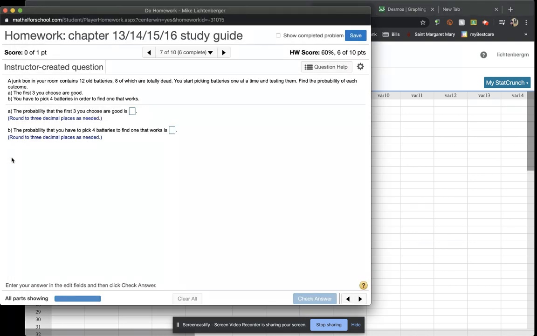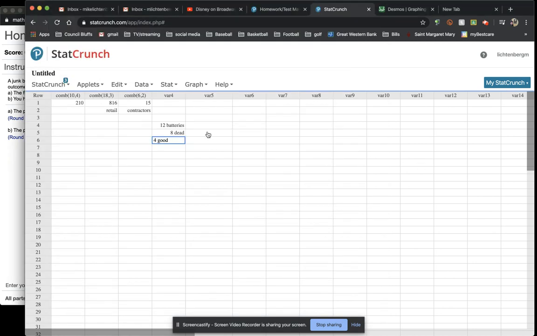Start picking batteries one at a time and testing them. Find the probability of each outcome. Find the probability that the first 3 you choose are good. So the first one being good would be 4 out of 12.